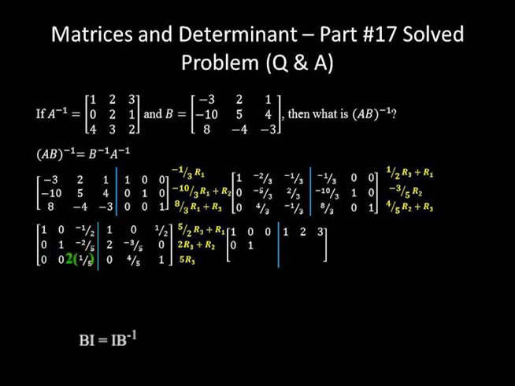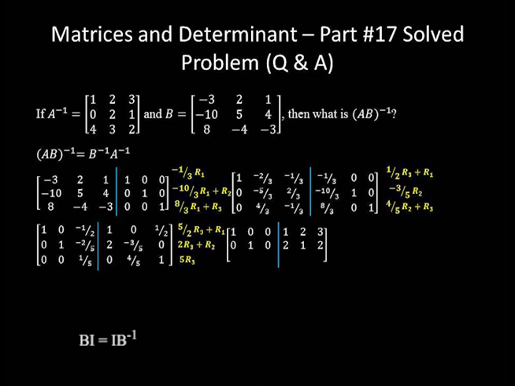2 times 1 over 5 is 2 over 5. 2 over 5 plus negative 2 over 5 equal to 0. 2 times 0 is 0. 0 plus 2 gives us 2. 2 times 4 over 5 is 8 over 5. 8 over 5 plus negative 3 over 5 gives us 5 over 5, which is equal to 1. 2 times 1 is 2. 2 plus 0 is 2.